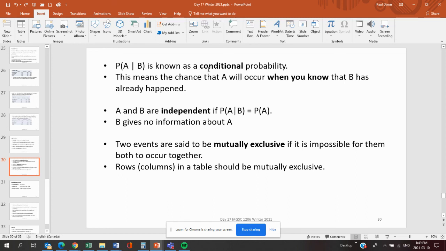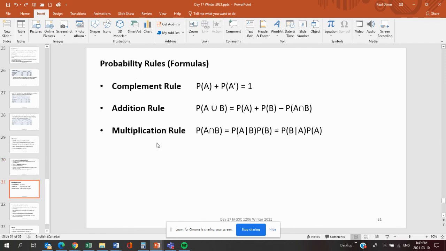The important ones for us, the most valuable ones for us, are conditional probabilities: the chance of A happening when we know something about B. We'll talk about this a little bit more in a minute. We often get confused on this. Independence is when B doesn't give us any information about A, that they seem to be unrelated. Again, it's going to be important. I wouldn't worry about mutually exclusive, except if you're building a table, make sure your rows or your columns are mutually exclusive.